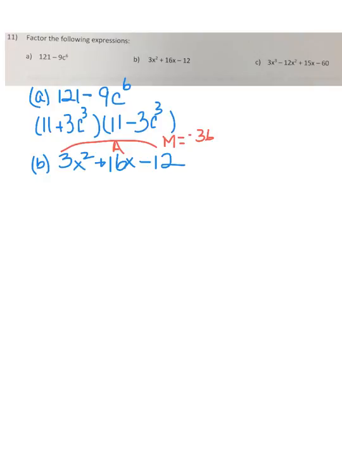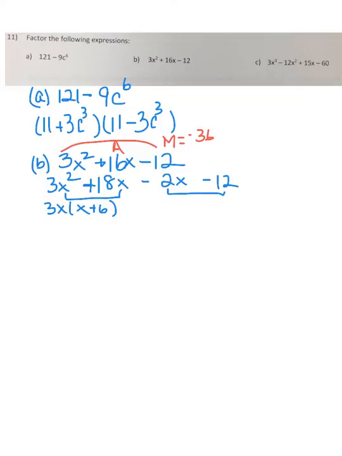So with rainbow, we bring down the first term, we bring down the last term, and then we ask ourselves what multiplies to negative 36 and adds to a positive 16. Well, that would be a positive 18x and a minus 2x. I'm going to group, and I'm going to group. All right, so I'm going to take out a GCF, and that's going to give me 3x and an x plus 6.